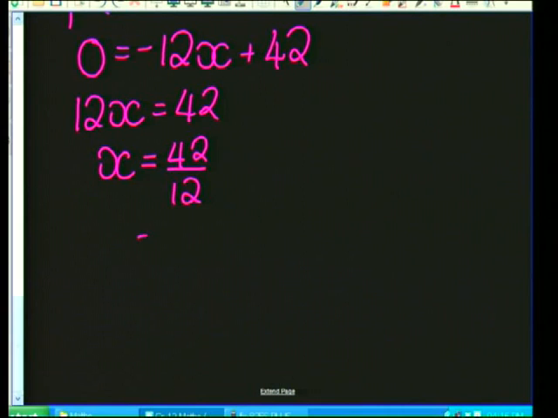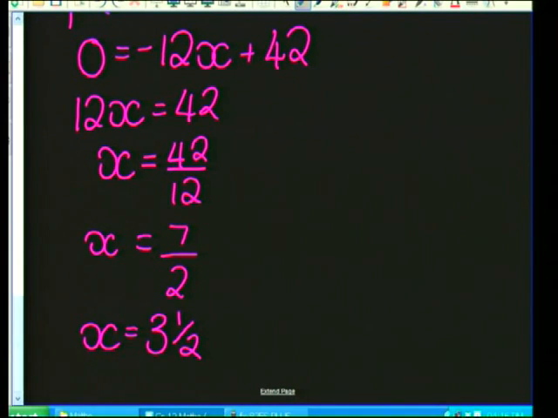Okay, 6 will go into both of them. Therefore, 6 goes into 42 7 times, and into 12 it goes in twice. That leaves us with an x value where your point of inflection is, of 3.5. They didn't want the y coordinate at this point. If they did want it, what we would do is take our x value and substitute it back into the original function.